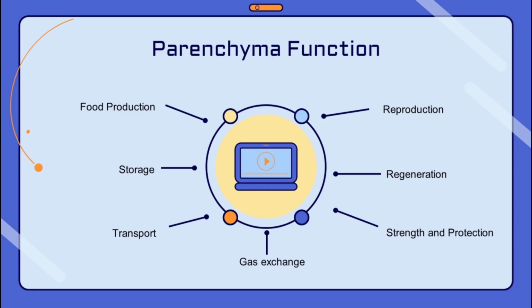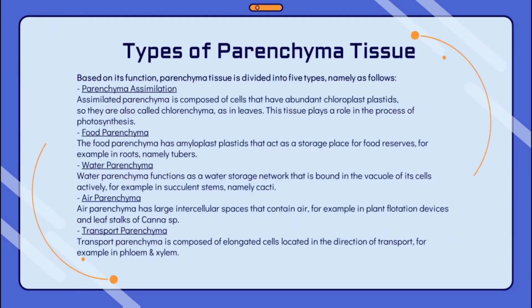Types of parenchyma tissue. Based on its function, parenchyma tissue is divided into 5 types, namely as follows. Assimilation parenchyma. Assimilation parenchyma is composed of cells that have abundant chloroplastids, so they are also called chlorenchyma, as in leaves. This tissue plays a role in the process of photosynthesis.